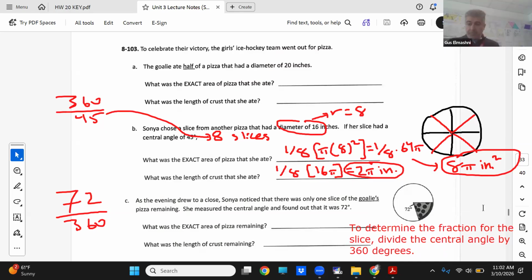So yes, you can do 360 or 72, but what if it was like 68 degrees or 44 degrees? Like those are just really weird numbers, right? So I would recommend to do that.